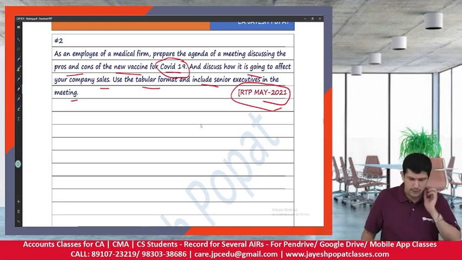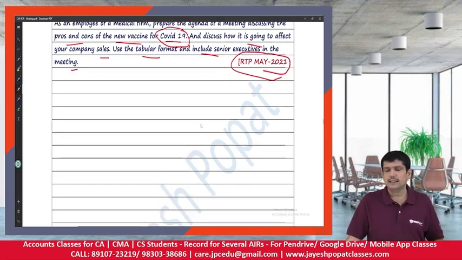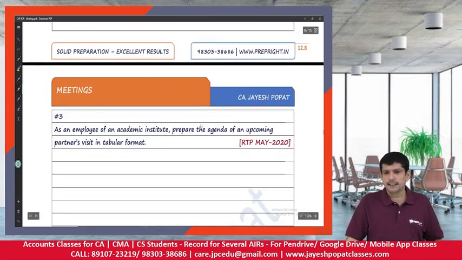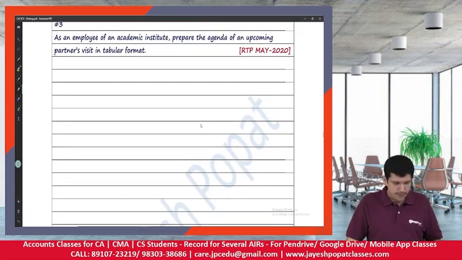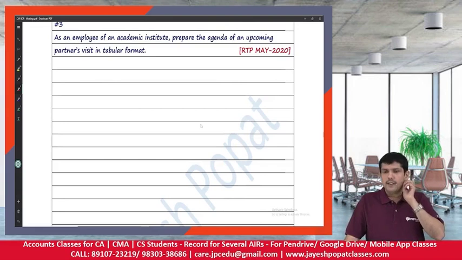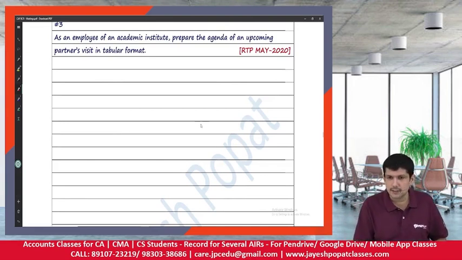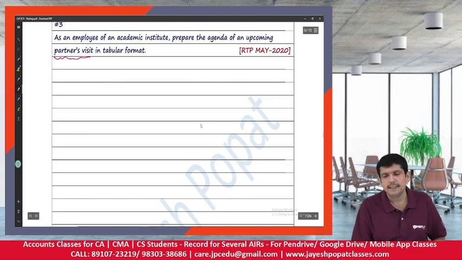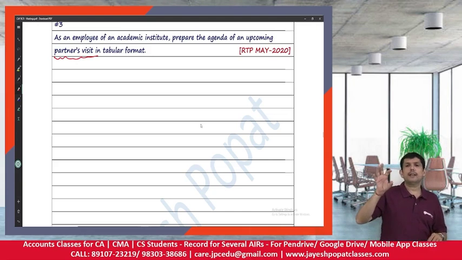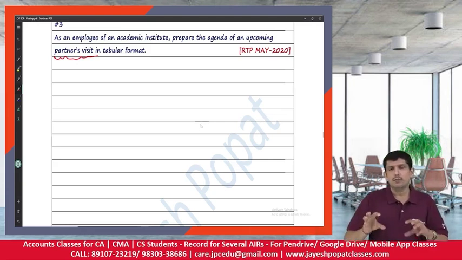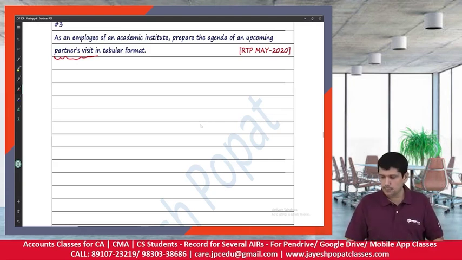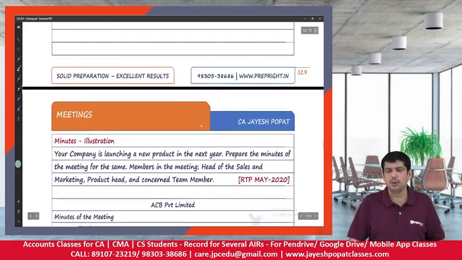Is it clear to all? Right? So please do it as a practice. Again, as an employee of an academic institution, prepare an agenda for an upcoming partner visit in tabular form. It's similar to the partner visit of a firm. So if you are from an academic institute, what matters would you take up? You will have to put them in here. So do it on your own.